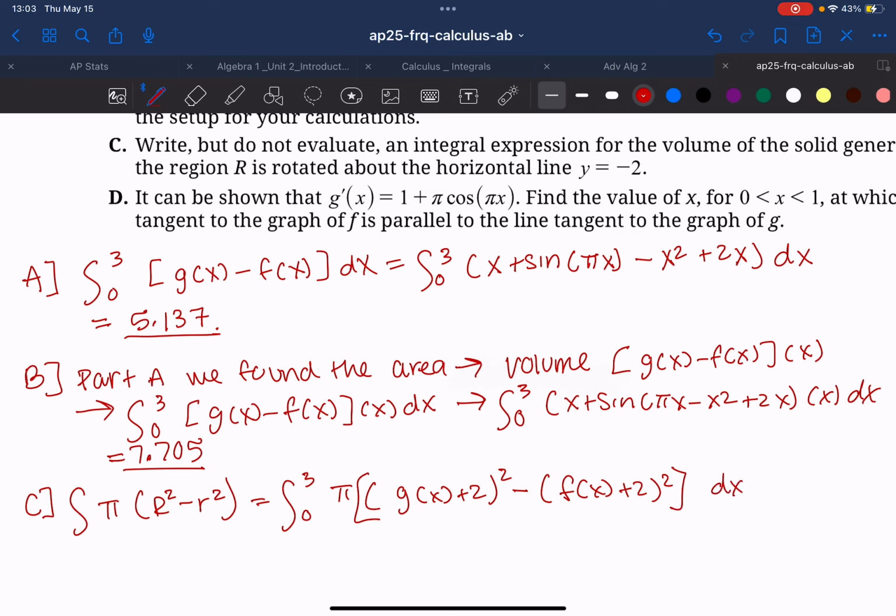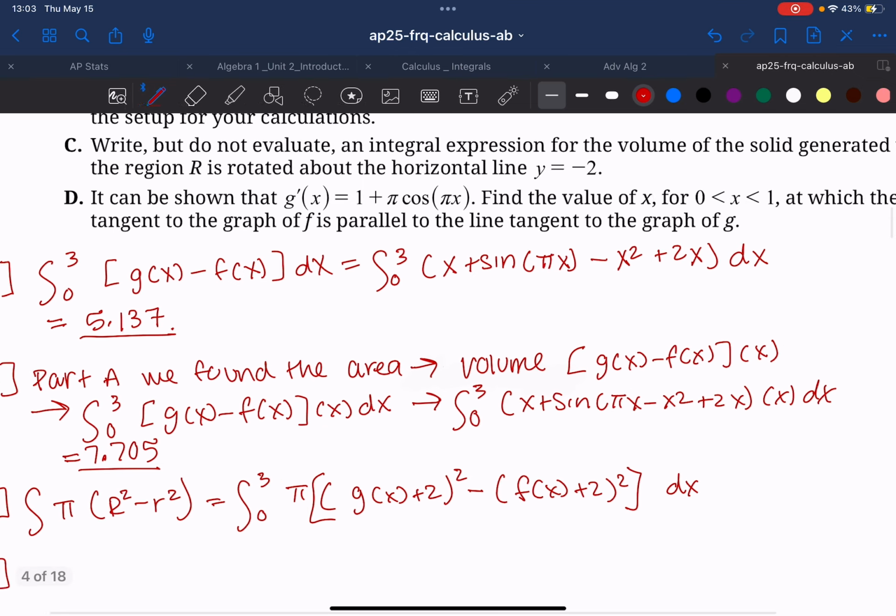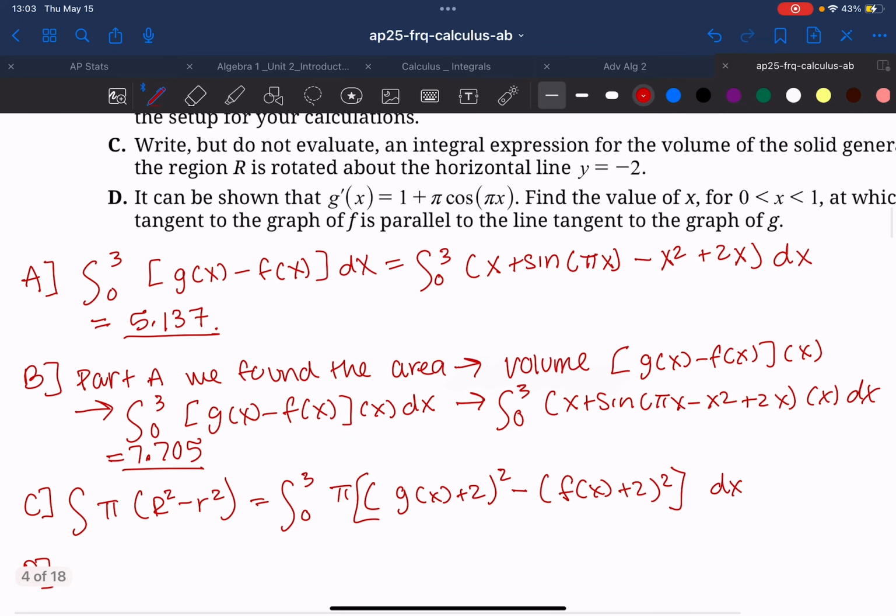And then lastly, part D says it can be shown that g prime of x is equal to 1 plus pi cosine pi x. Find the value of x for 0 less than x less than 1, at which the line tangent to the graph of f is parallel to the line tangent to the graph of g.